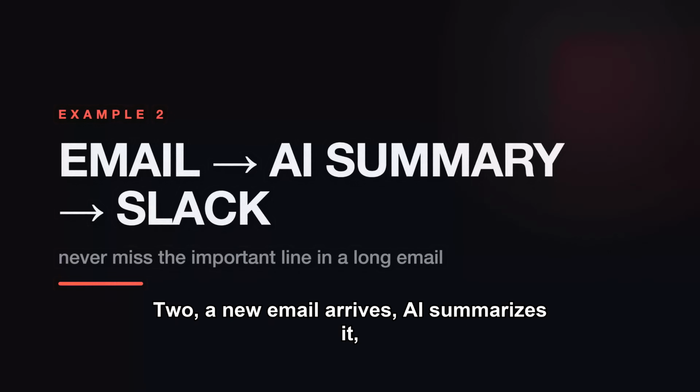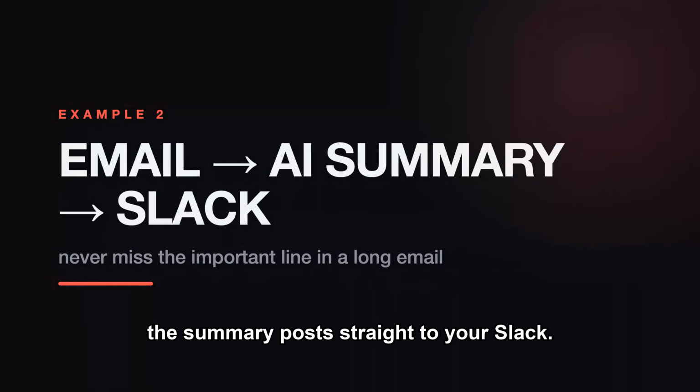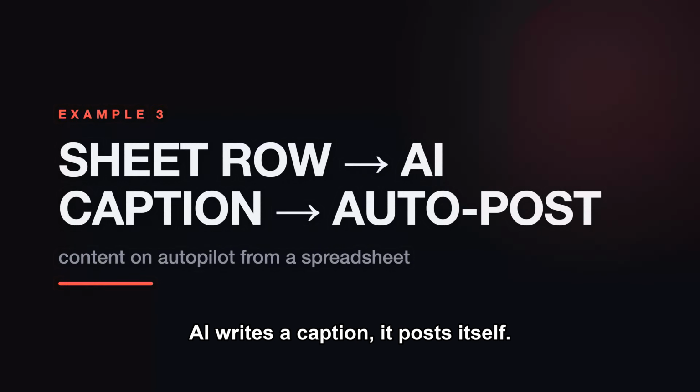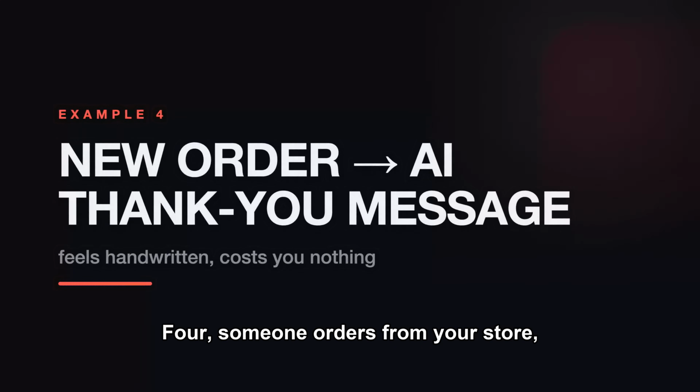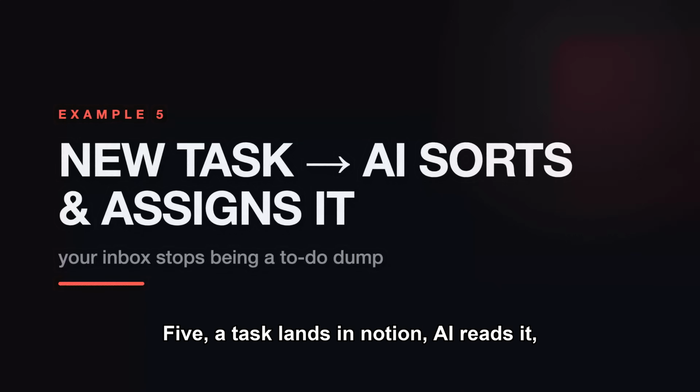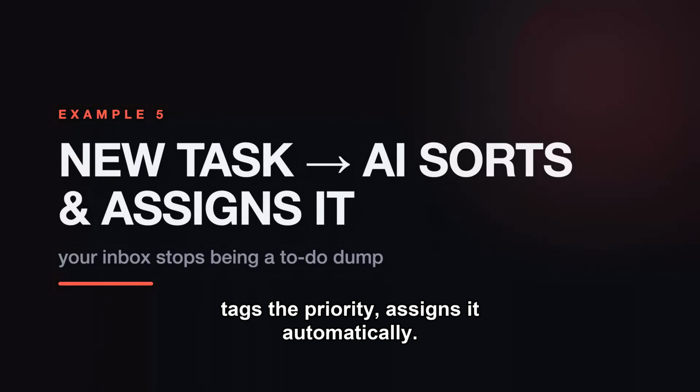2. A new email arrives. AI summarizes it. The summary posts straight to your Slack. 3. You add a row to a spreadsheet. AI writes a caption. It posts itself. 4. Someone orders from your store. AI writes them a personal thank you, sent instantly. 5. A task lands in Notion. AI reads it, tags the priority, assigns it automatically.